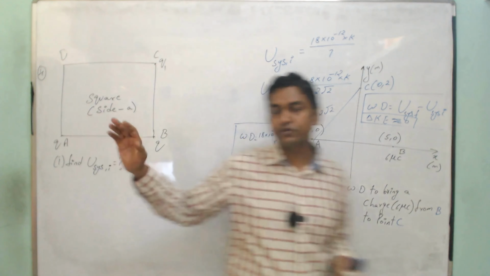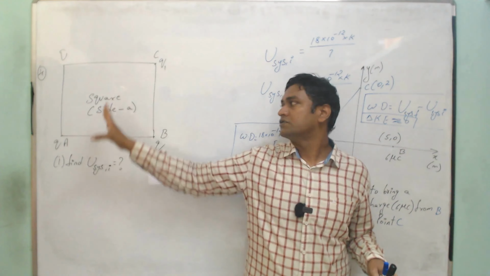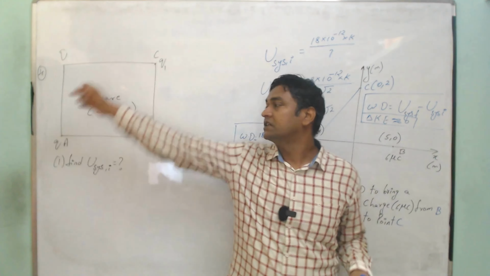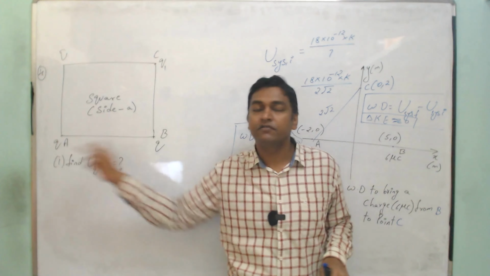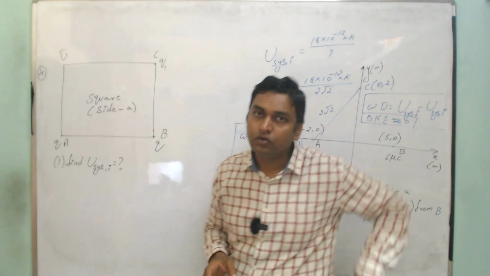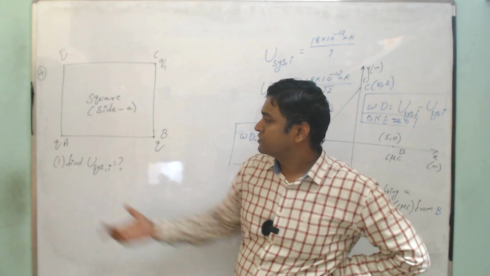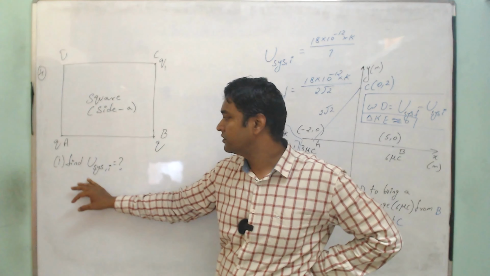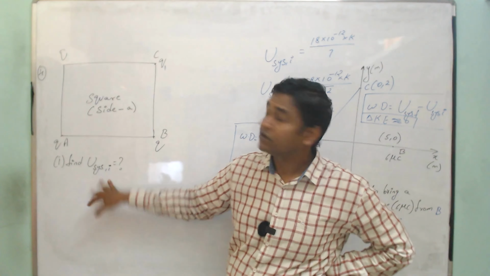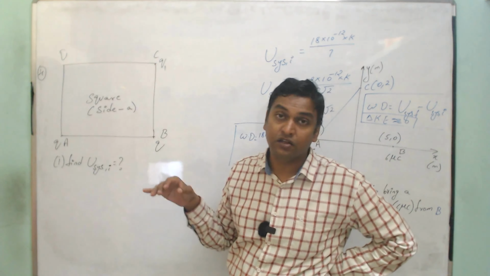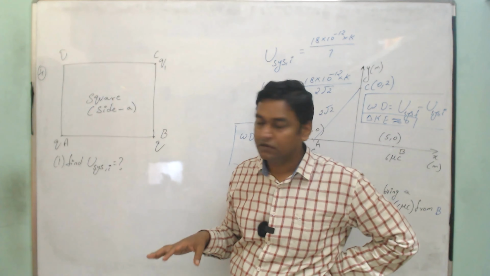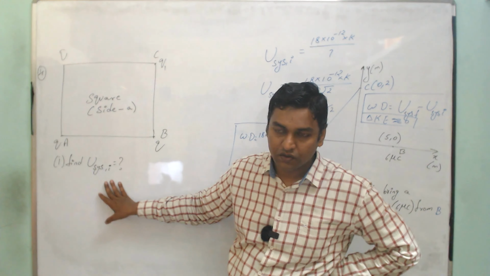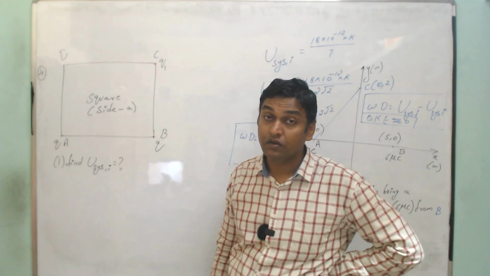Now, in the next question, there is a square of side a. The square is ABCD. At the vertices A and B, we have two point charges, small q. The question is, when there is a third charge Q1 placed at C, find the potential energy of the system due to the charge placed at Q1. Find the initial potential energy of the system, like we brought Q1 from infinity.